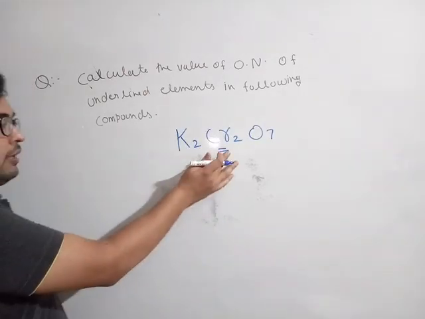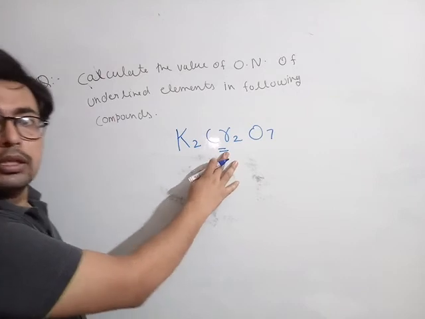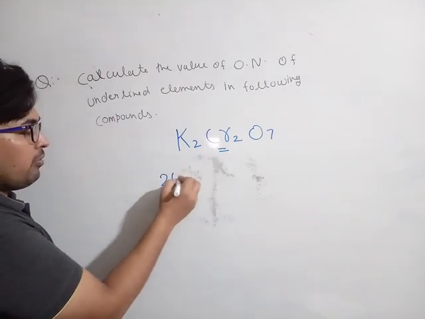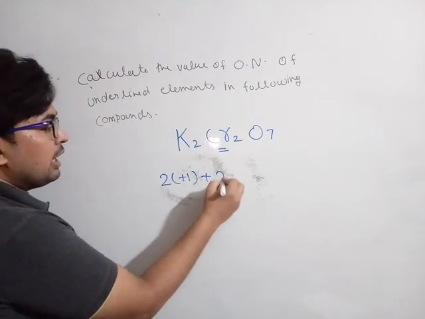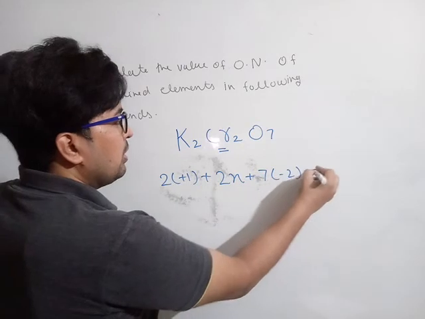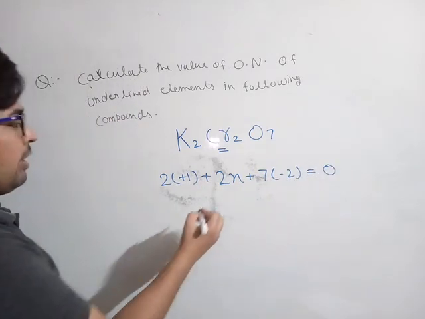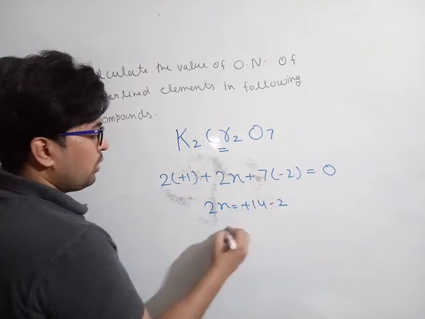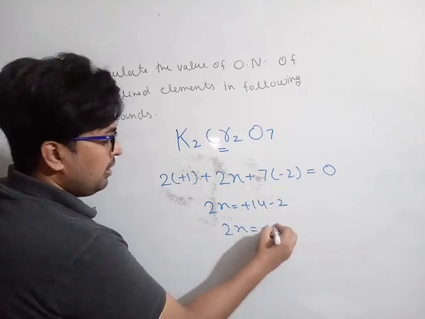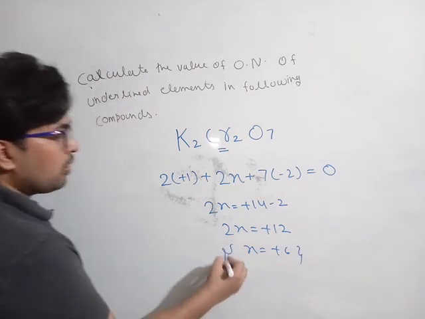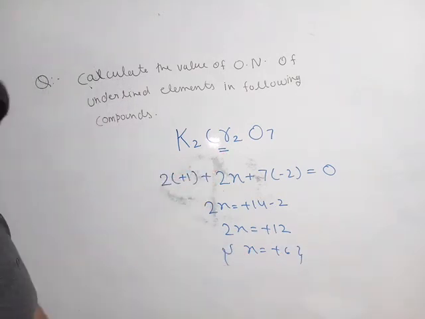If we have to calculate for Cr, that's chromium, in K2Cr2O7, we know K has +1 oxidation number. Cr is not fixed, that is x, and 7 into -2, and the sum is equal to 0. So 2x is equal to +14 -2, so 2x will be equal to +12, so x will be equal to +6. So the oxidation number of chromium here is +6.